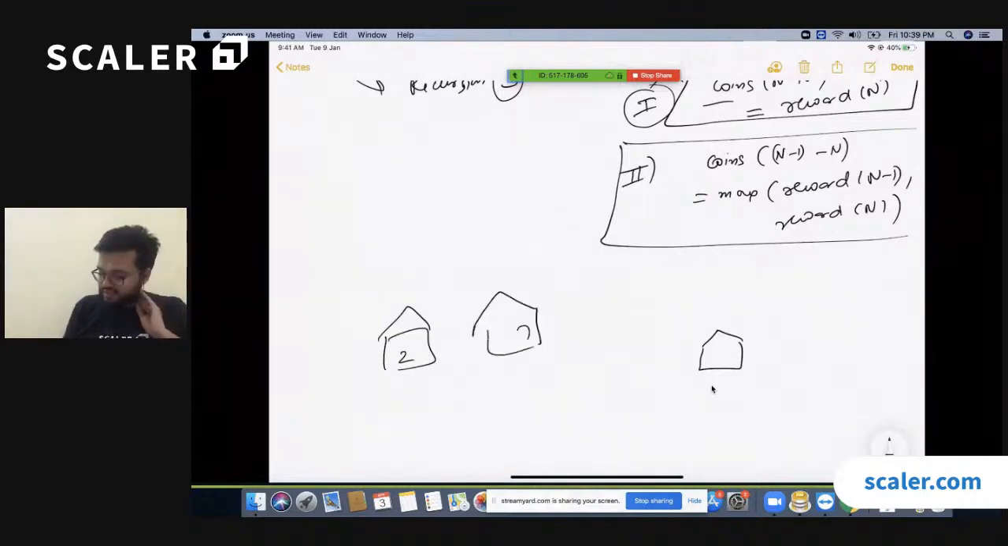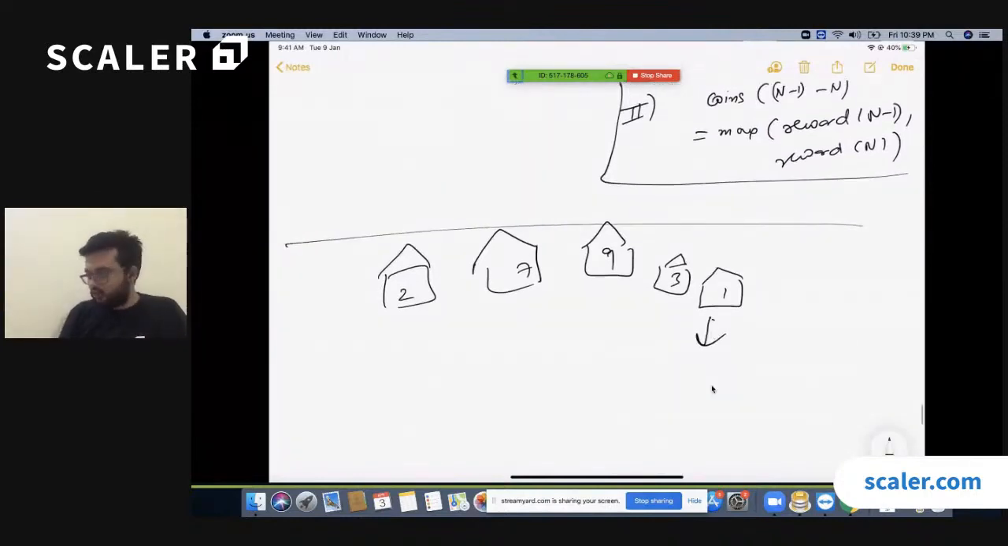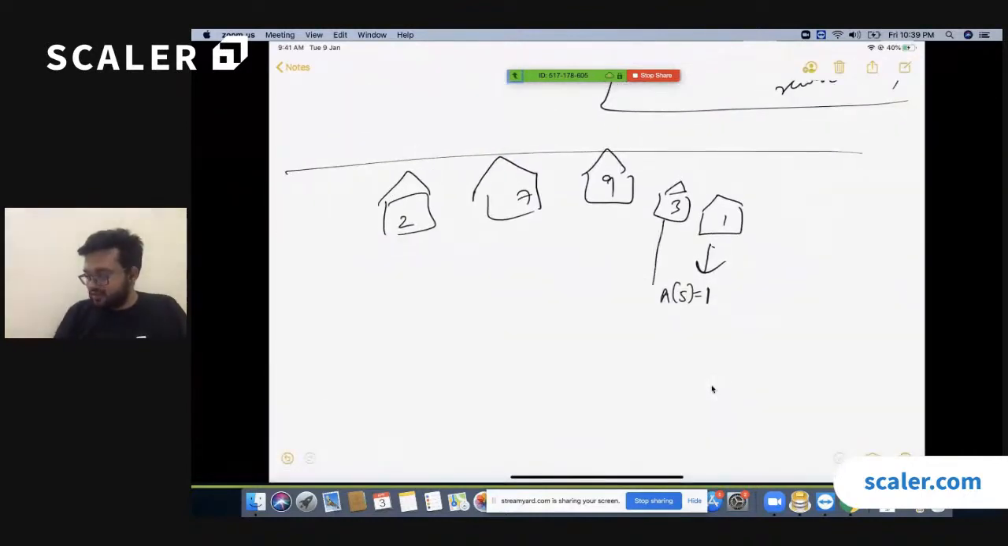The rewards are 2, 7, 9, 3, and 1. So let's say I know the answer. The last one is my base case. The answer would be that you can get only 1 coin, so the answer to 5 would be 1. The second last is also a base case. The answer to 4, as we discussed, would be the maximum, since you can choose to loot either this one or this one. Maximum of 3 and 1, which happens to be 3.